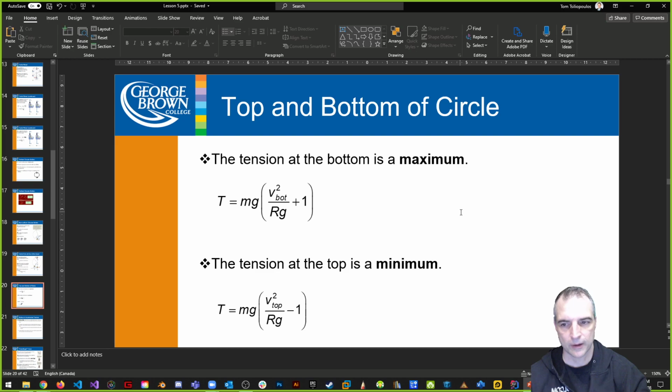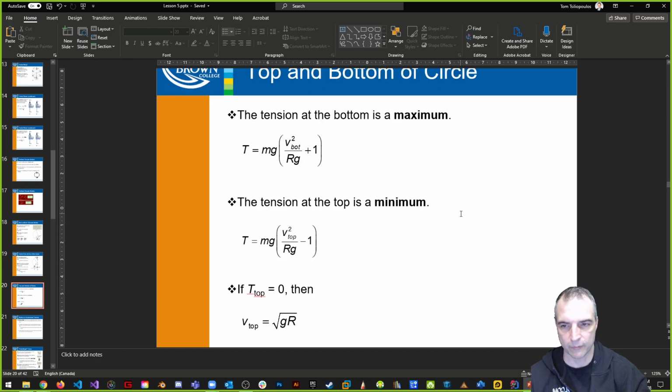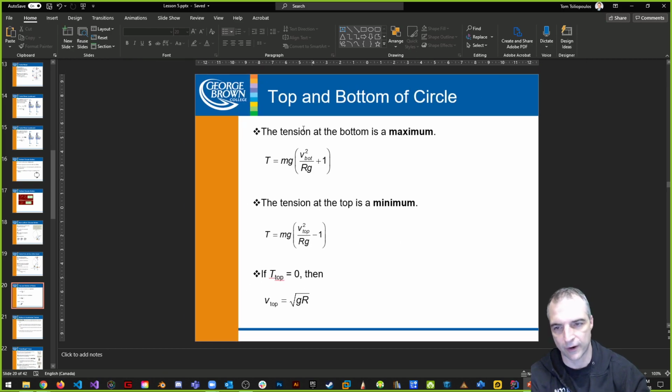Okay, top and bottom of the circle, we can split it off, and we want to find the tension at the bottom. Here's the tension at the bottom. Did I miss something? Nope. And here's the tension at the top. So we can break these equations, and notice they're very similar to what we've seen before. So we add something at the bottom, we subtract something at the top, because the apparent weight at the top is less in this non-uniform circular motion.